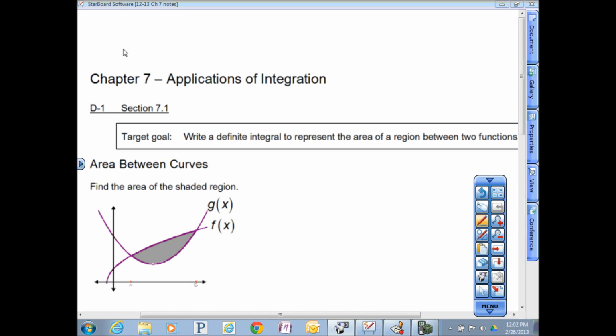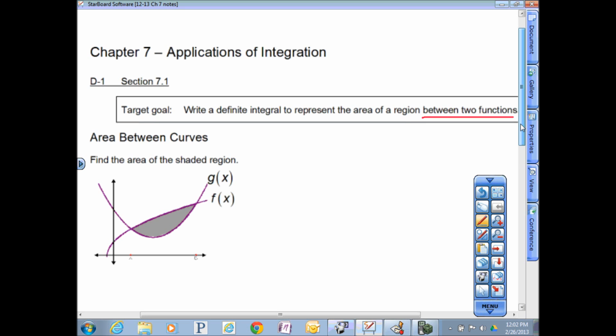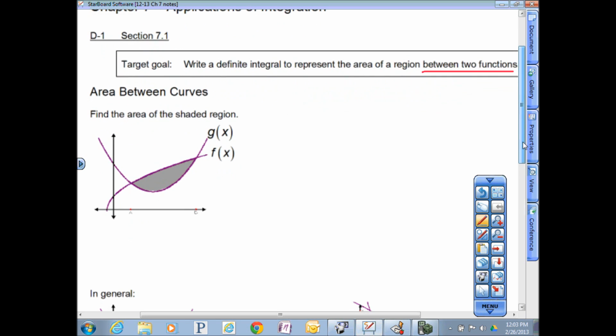Final chapter, Chapter 7. We're starting to look at what we can do with these integrals that we've learned how to do at this point. And so the first thing we're going to start with, instead of finding the area under a curve, we're going to start worrying about the area between two functions. And that's going to be a little bit more complex, although not something that we can't figure out.